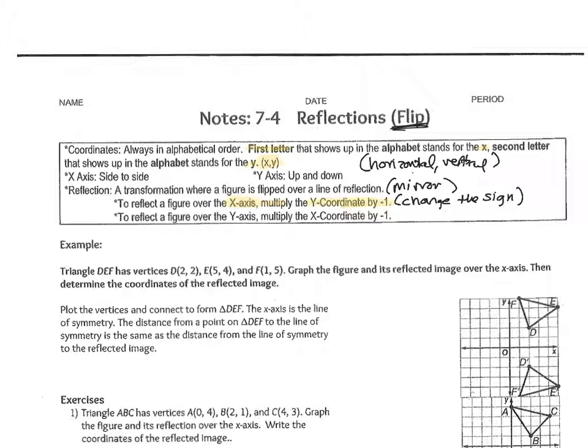To reflect an image over the y-axis, your x coordinate changes. Okay? So change the sign. If it was positive, it'll be negative. If it was negative, now it'll be positive.